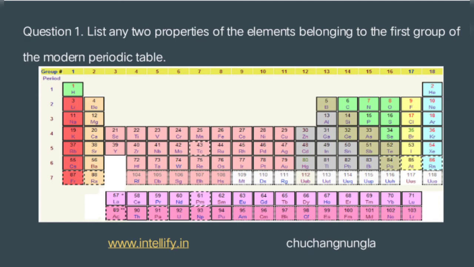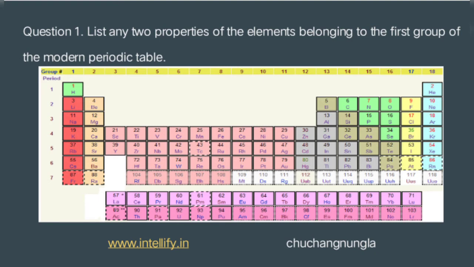We know that there are 18 groups on the periodic table as shown in the diagram. They all have distinct names and properties. The first column of the periodic table is the alkali metals. It consists of lithium, sodium, potassium, rubidium, cesium, and francium.